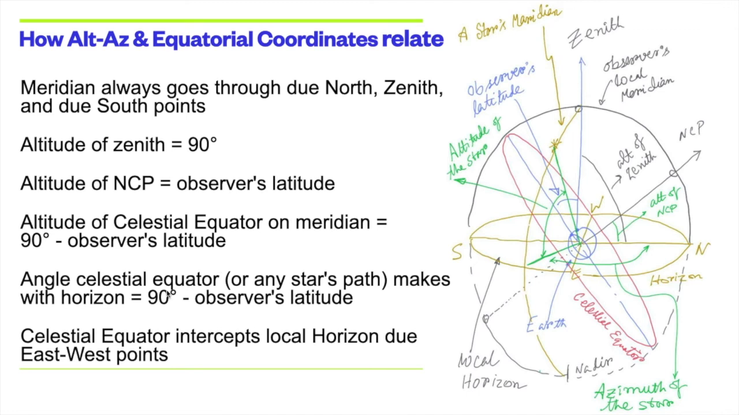This same thing can be written in another way, saying that the angle that the celestial equator makes with the horizon is again 90 degrees minus the observer's latitude. These two lines are basically the same thing written in different words. And the celestial equator intercepts the local horizon at the due east-west points. See, the celestial equator is this and it crosses the local horizon of the observer at the east-west points. See, at these two points.